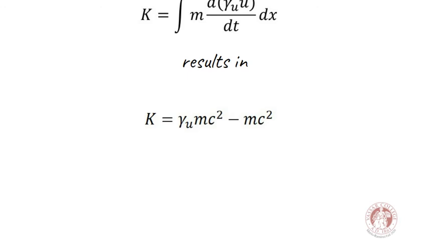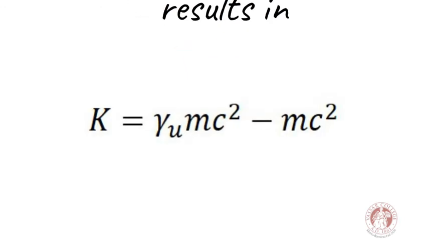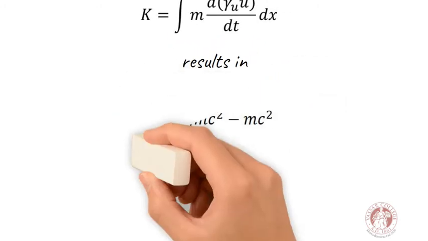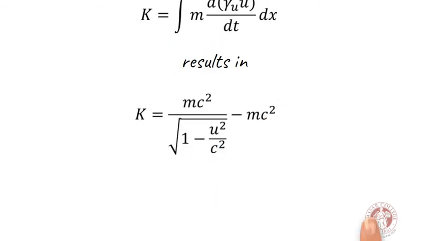Note how the relativistic kinetic energy keeps its classical characteristic. This is, the product of the mass times the square of the speed. Furthermore, note how the speed of the moving object is now in the relativistic factor.